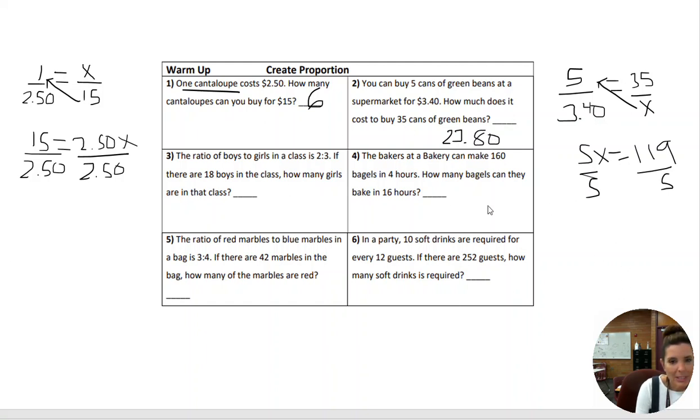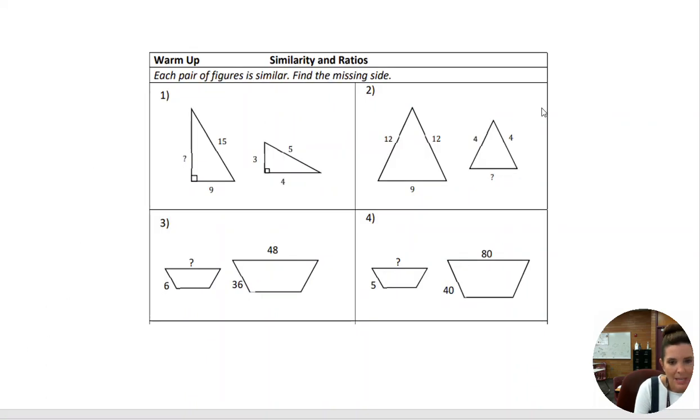Okay, so that's a couple of examples for you for how you're going to do the bottom part of that page. And then the next page deals with similarity and ratios. So you guys learned about similar figures when you were in 6th grade. If two figures are similar, that means that their angles are equal to each other and their corresponding sides are proportional. So if we are going to write a ratio to figure out the missing side, we have to make sure that we're using corresponding sides to do that.